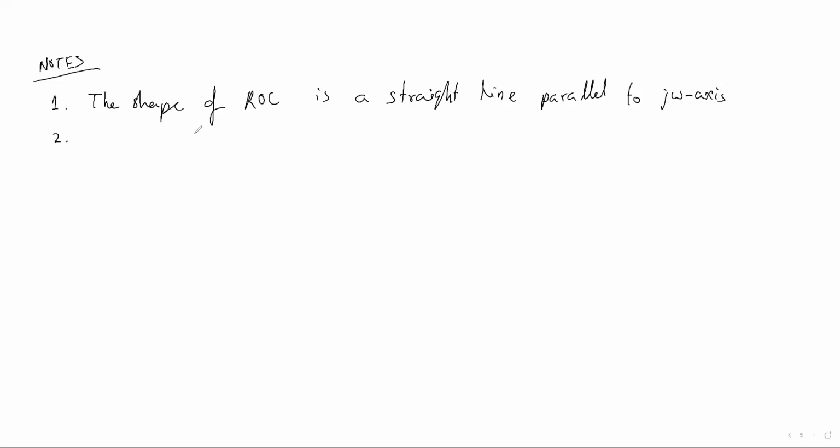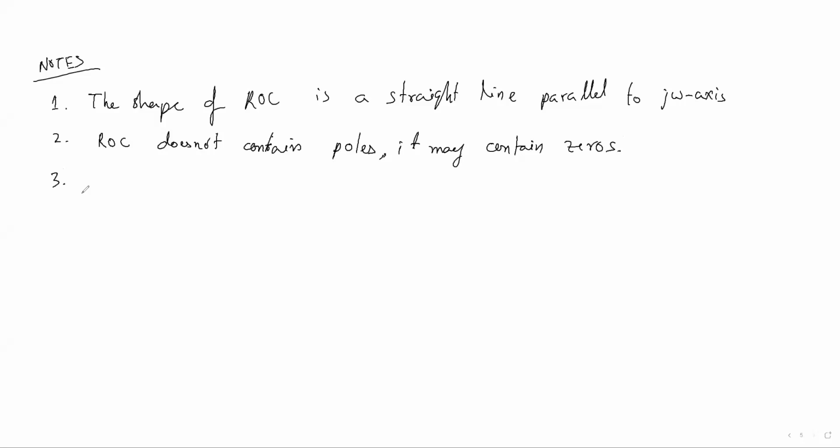Now the second point: ROC does not contain poles. That is another important point. That's why I'm saying that we don't have to find zeros to plot the ROC, because we should look at the pole locations. ROC does not contain poles, but it may contain zeros.